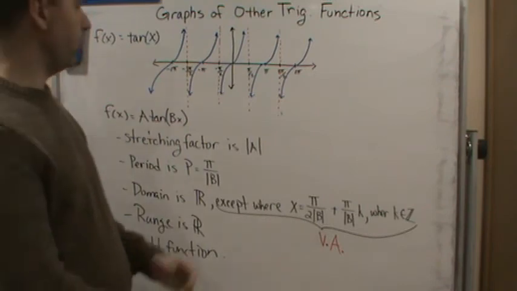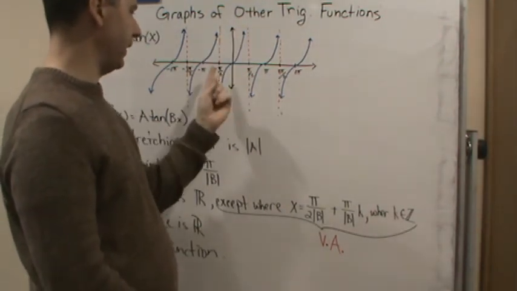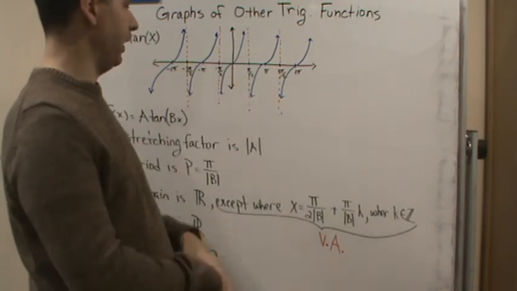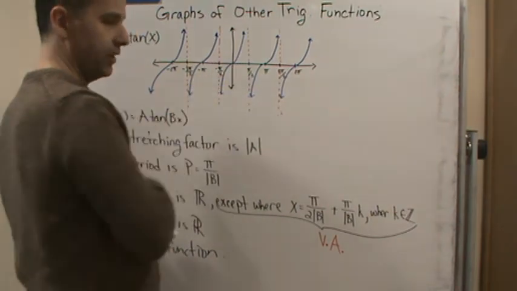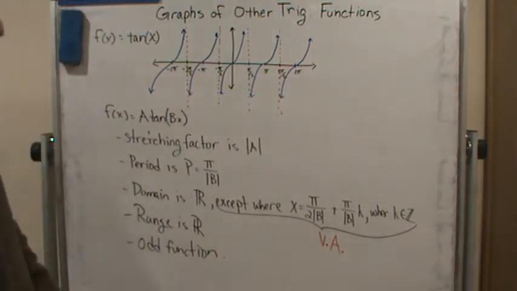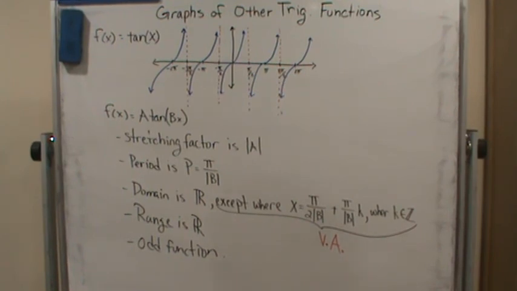And again, what we're going to do when we graph these things is focus on just one period that includes the origin, because if we know one period, then we could just copy that and continue it on in both directions if we wish. But that's it. Those are the characteristics of the tangent function that we are going to use to graph this thing and answer problems.